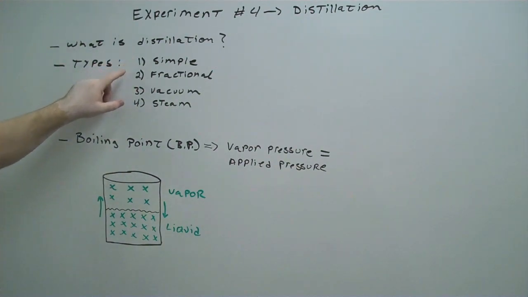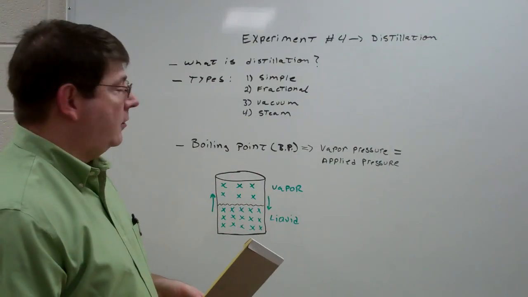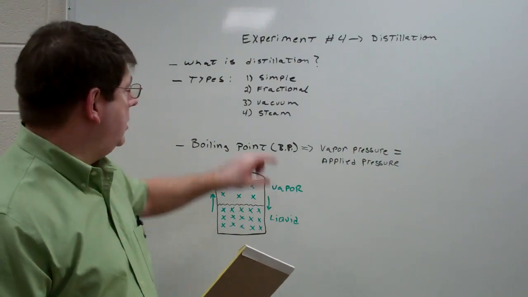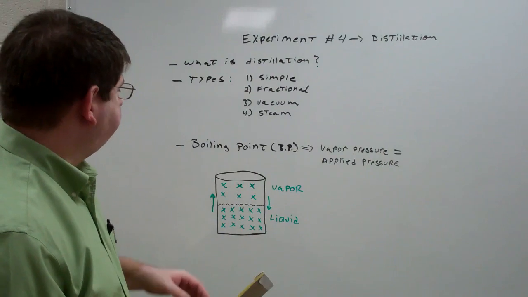They're known as simple distillation and fractional distillation, but there are also these other two types known as vacuum distillation and steam distillation. And so you need to know that there are more types of distillation than what we're going to be talking about, because as you get up into some more advanced courses in chemistry, you will be using the concepts of vacuum and steam distillation quite a bit.